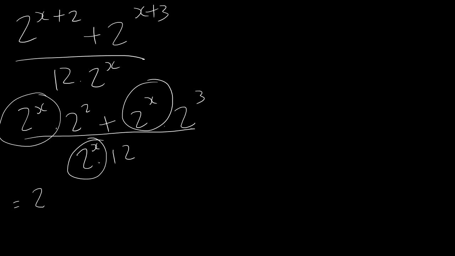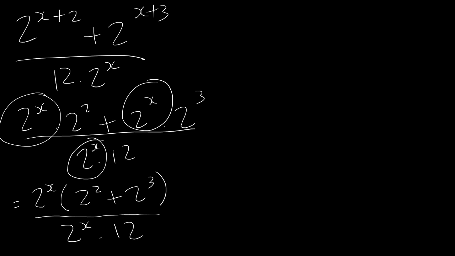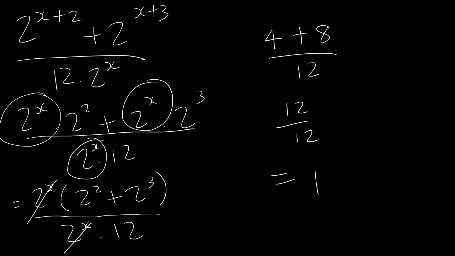So we pull out 2^x, from our lesson in factorization, and we write whatever's left. So we are left with 2^2 plus 2^3 all over 2^x times 12. So the 2^x cancels off, and so let's work with the bracket. So we have 4 plus 8 over 12, and 4 plus 8 is 12 over 12, and our final answer will be 1.